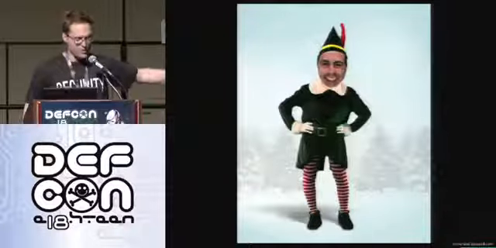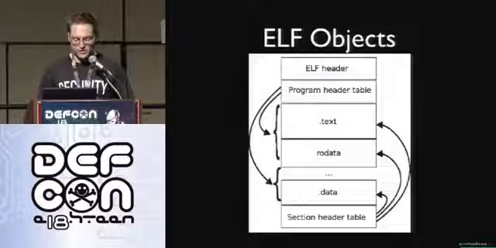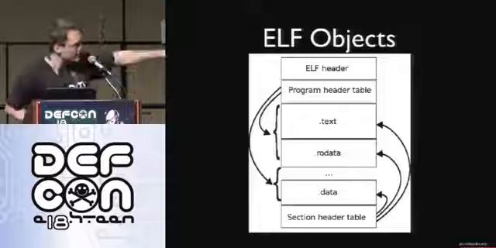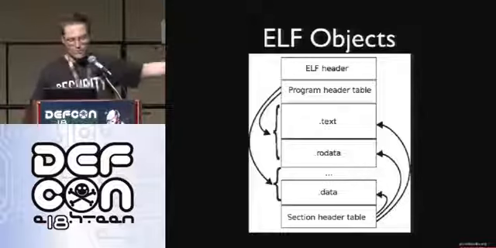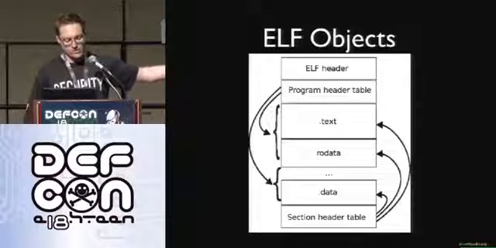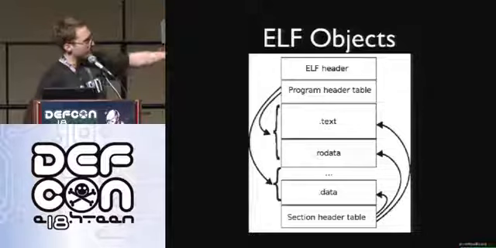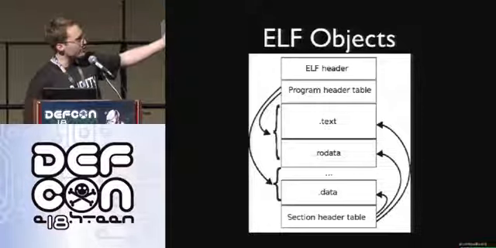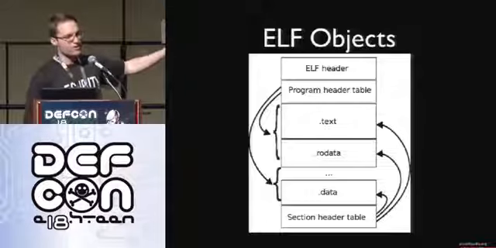So the ELF ABI was picked as a standard for Unix and Unix-like operating systems. So what does that look like? Well, it kind of looks like this. You have an ELF header, you have a program header table, various sections, a text section, an RO data section, and then you have another table at the bottom. The program header table indexes different segments. Segments contain sections.